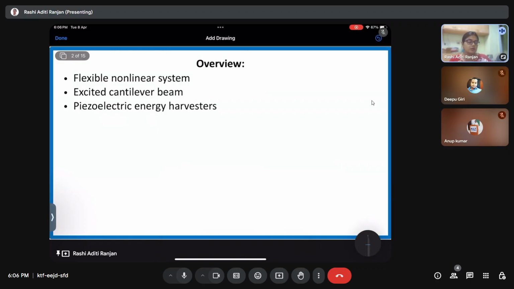Okay, so this week was mostly about discussing what flexible nonlinear systems are. Firstly, it was about what flexible systems are, what the problem is with rigid systems, and why we need flexible systems. Then the discussion was carried forward to excited cantilever beams and how we can use such a cantilever beam to harvest energy using piezoelectric energy harvesters. I'll not spend much time on the overview because everything has been discussed elaborately in the lectures, so I'll directly jump onto the questions.